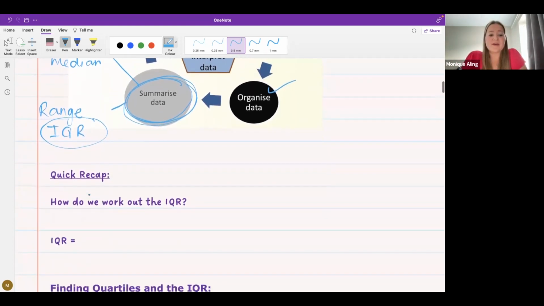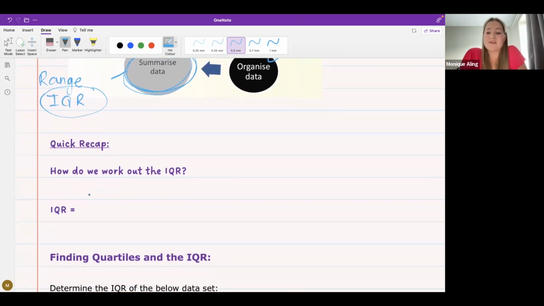So, quick recap. How do we work out the IQR? Does anyone remember? What is our formula to work out interquartile range? You're welcome to raise your hand and let us know. Type in the chat. Does anyone remember how to work out the IQR? Good. Oh, no. Almost there. There we go. Great stuff. Good, Riri, as well. IQR is our quartile 3 minus our quartile 1.